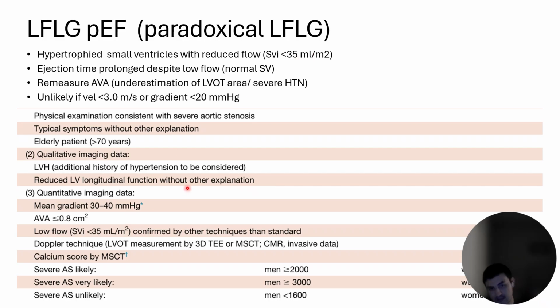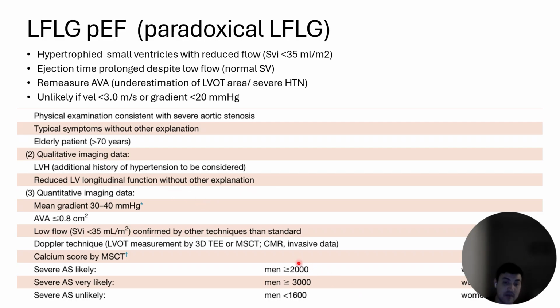What is the characteristic? You are going to have physical symptoms consistent with severe aortic stenosis. Usually those people are elderly, more than 70 years old. And what you have to do then, you're not going to do the dobutamine, because the ejection fraction is good. What you're going to do is a calcium CT of the aortic valve to measure the calcium.